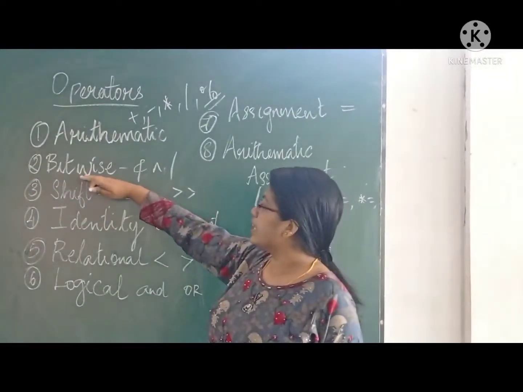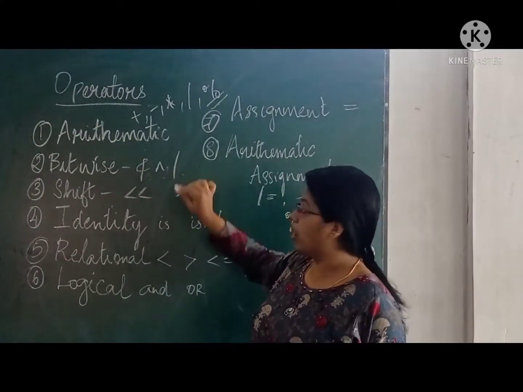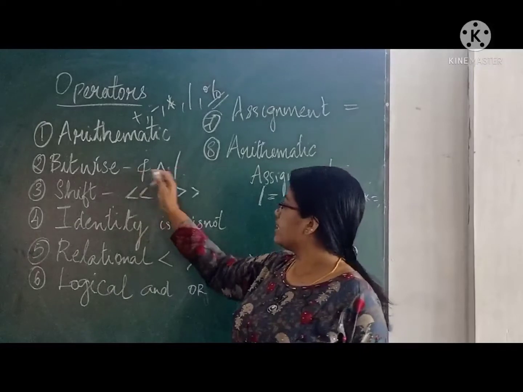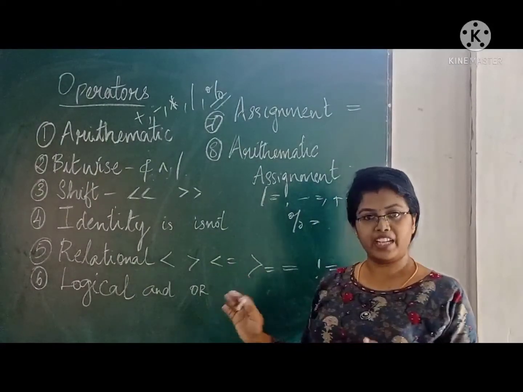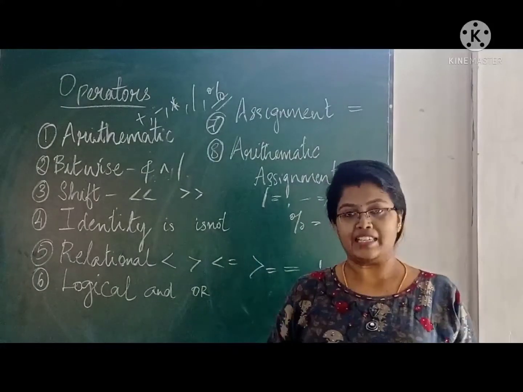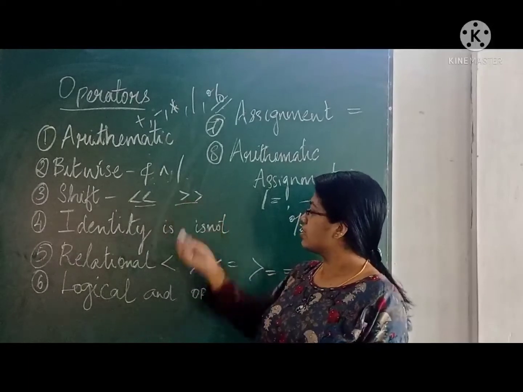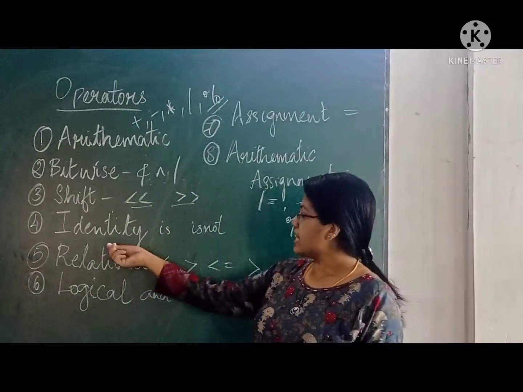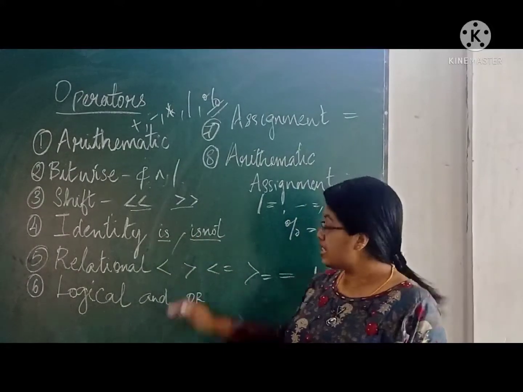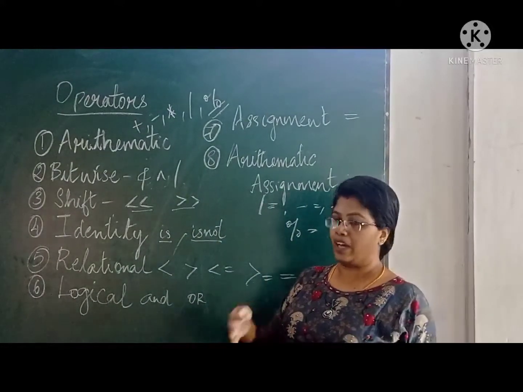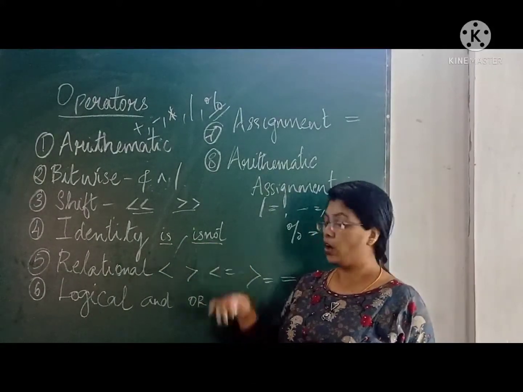Then next one is bitwise operators: and, not, or. These are the bitwise operators. You just see or just learn the names of the operators. We can see them deeply in the coming classes. Next is shift operators. These are the symbols for shift operators. Next is the identity operators that we are using: is and is not. We will learn the identity operators deeply in Python in the coming classes.